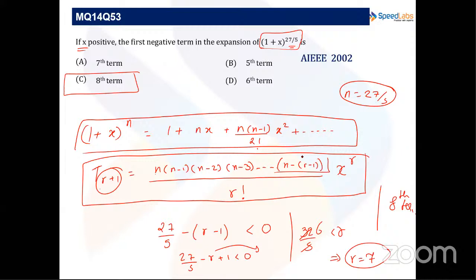So we need this quantity, n minus r minus n minus in bracket r minus 1, to be negative, so that the whole term will be negative, the first negative term will appear there. So we have put it and calculated the value of r, that is r is greater than 32 by 5, that is 6 point something. So that means r is equal to 7. So the term will be the r plus 1th term, that is the 8th term.